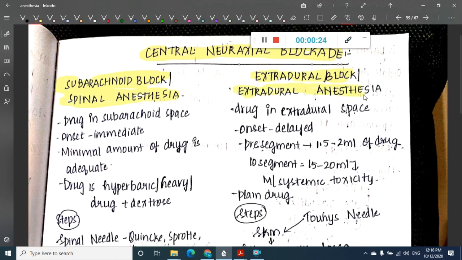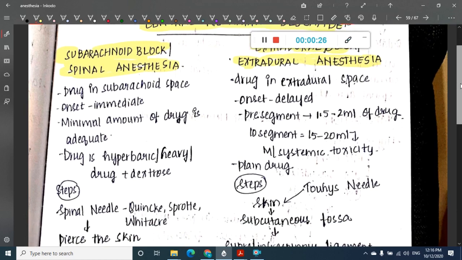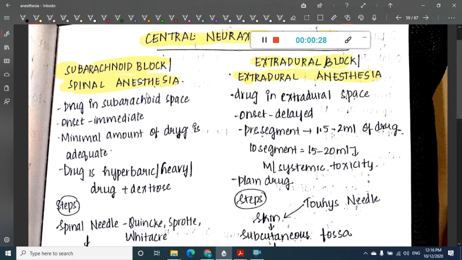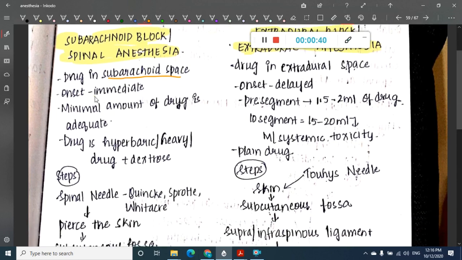First, in the subarachnoid block or spinal anesthesia, the drug is mainly present in the subarachnoid space. I will show you the layers also, just a minute. Here the drug is injected in the subarachnoid space, and the onset is immediate. These are the important things.